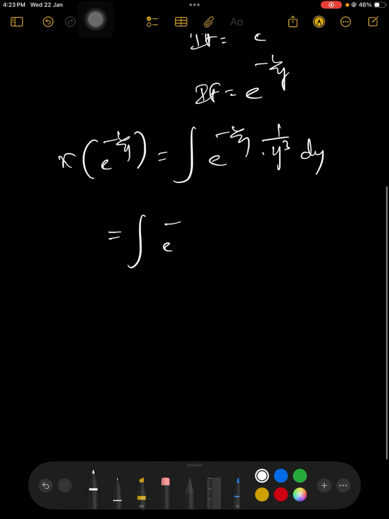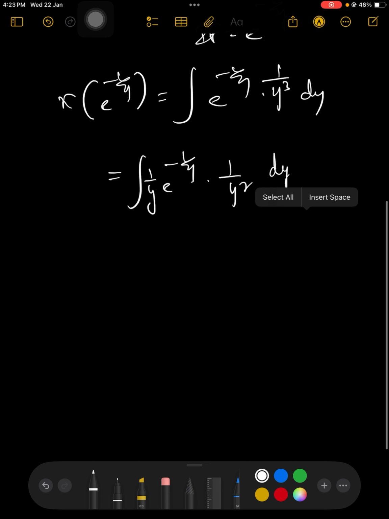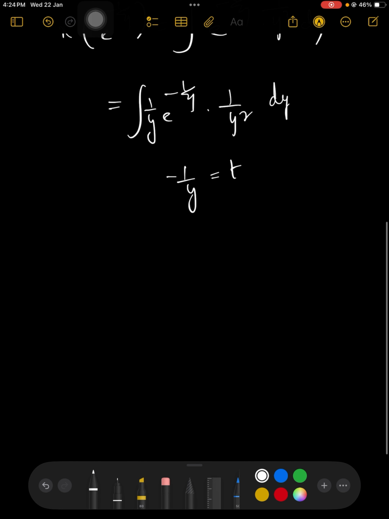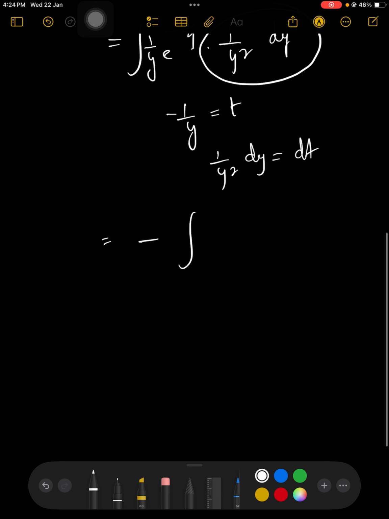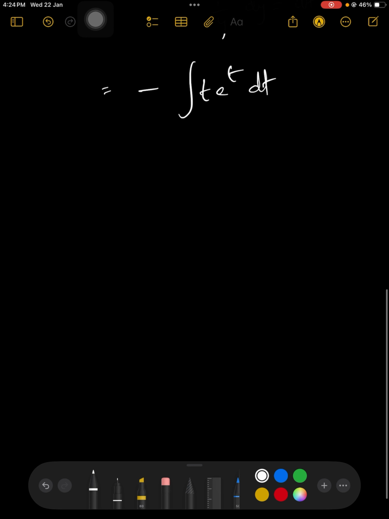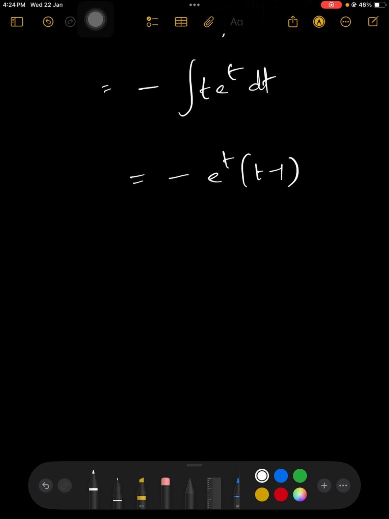Now coming to the right hand side, e power minus 1 by y, 1 by y you can keep outside, and 1 by y square dy. Because of that, minus 1 by y, if I take it as t, 1 by y square dy equal to dt. So that minus integration of t e power t dt you will get on the right hand side. So that it is minus integration of t e power t, which is nothing but e power t into (t minus 1) plus c.